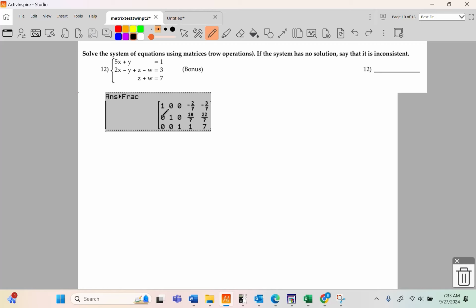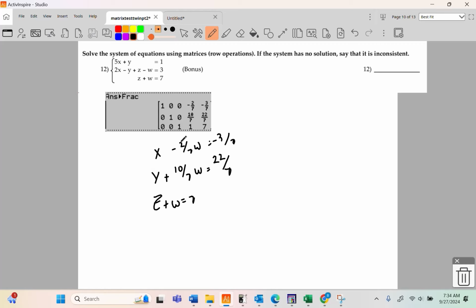So if I look at this equation, remember this was x, y, z, w. If I look at the bottom row, I know that z plus w is 7. If I look at row 2, I know that y plus 10/7 of w is 22/7. And if I look at the top row, I know that x take away 2/7 of w is -3/7. Now, each of these 3 equations have something in common. They involve themselves and w.